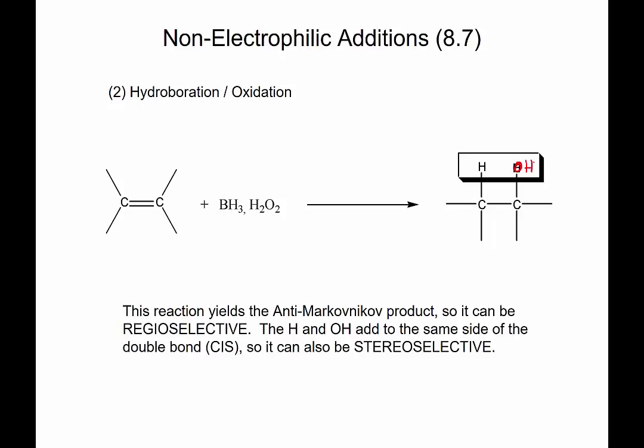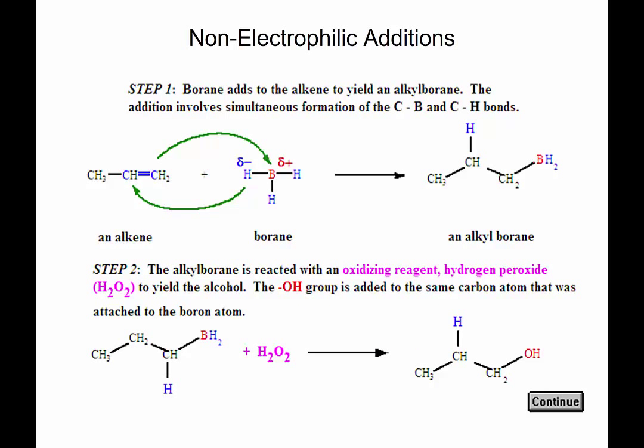And hydroboration requires BH3. Oxidation requires hydrogen peroxide, which is H2O2. So it's 2 reagents, 2 steps. Could be regioselective, could be stereoselective.